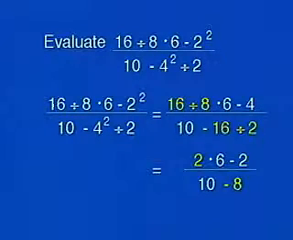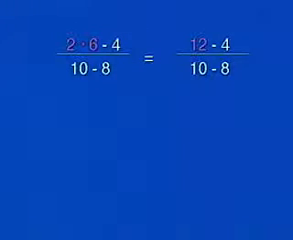We have 16 divided by 8. So we perform that operation, we get 2, and we have 16 divided by 2 in the denominator, and we would get 8. So that gives us 12 minus 4 divided by 10 minus 8 by performing 2 times 6 in the numerator. Finally, we perform the subtraction and then do the division. So we get 4.